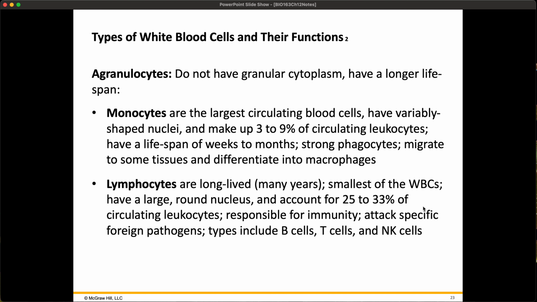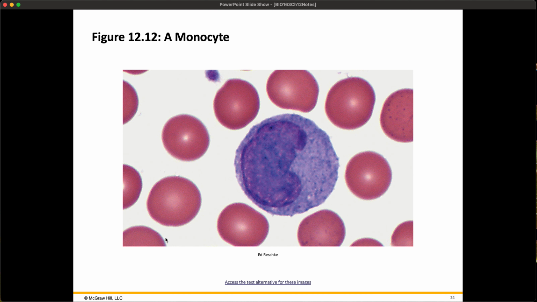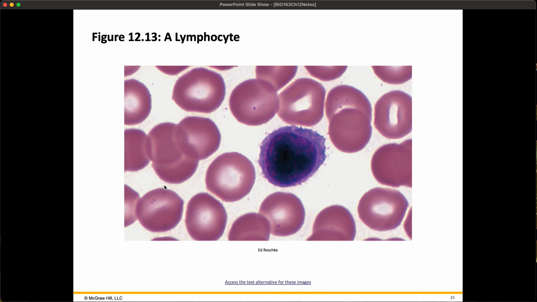And so they're used for actually attacking specific pathogens. They have their own pathways. It's not phagocytosis. B cells and T cells use different techniques to destroy pathogens. This is a monocyte. Like I said, it kind of looks like a kidney bean in its nucleus. And then this dark lymphocyte, you can see it's mostly filled with this nucleus.